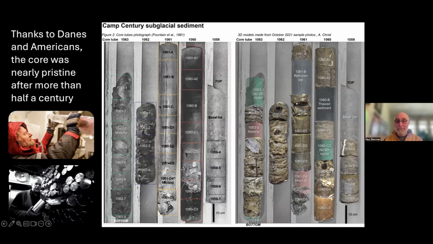Picture on the left is the ice core photographed before 1972, before it was cut into pieces. These are 3D models that Drew made in 2021. And there are several missing sections, very few. This one's missing, this one's missing. Several have been thawed on here and refrozen, but most of the core is exactly intact.